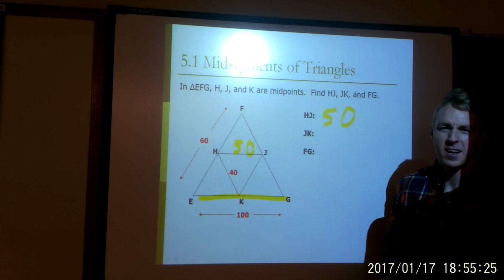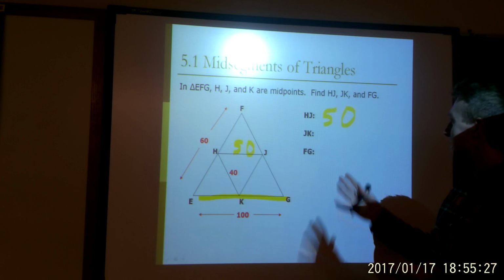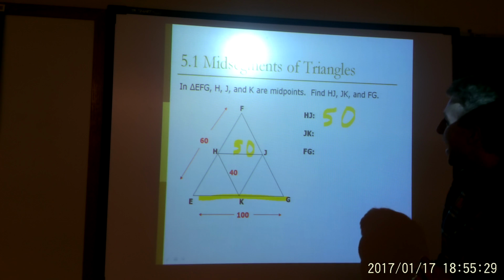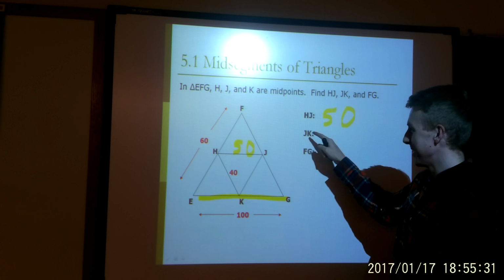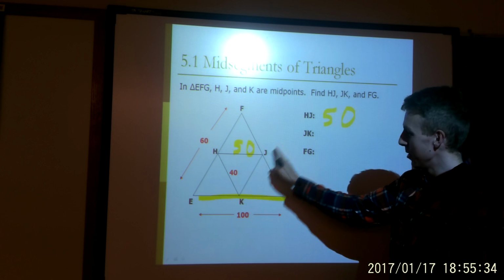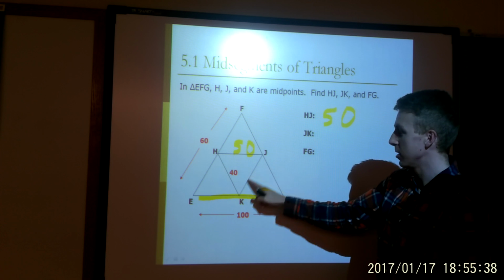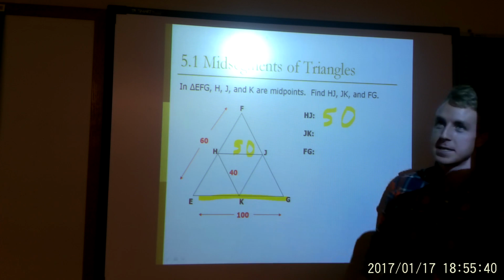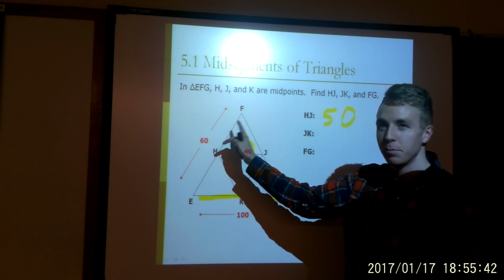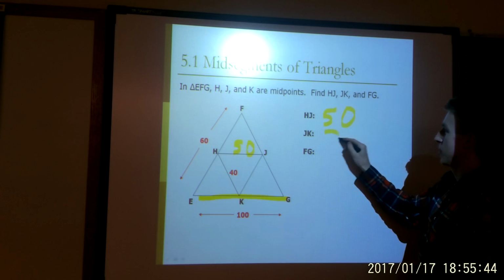Sorry if that's hard to see. I try to make it nice and big so you can see. Then we have JK. Right here, this is 60, the base. And then here's the midsegment. So let's see. It's half of the base. So how about 30?